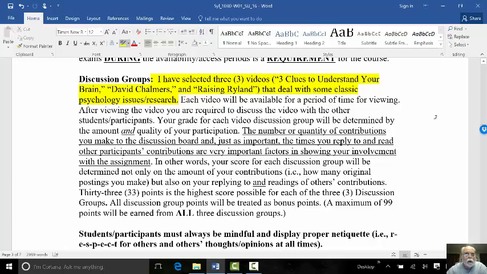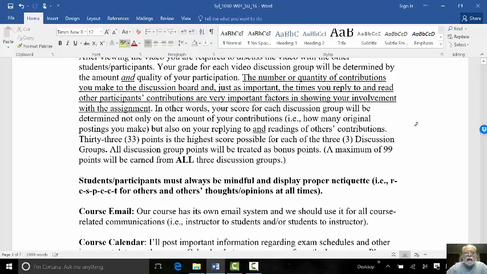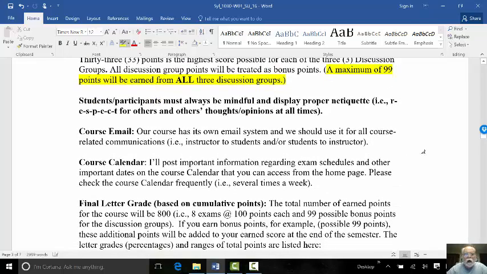Your own original posting of what you saw in the video itself, so that's very important. Then if you choose to go to the second element, you read what other people have posted, and then you make a comment or comments about them. And the third component is just reading other people's ideas. Please note this, that this will come up with a grand total of a possible 99 points that are all bonus.